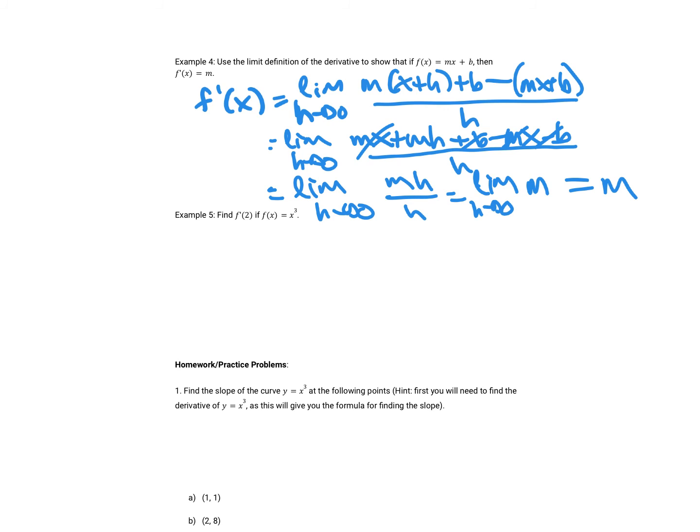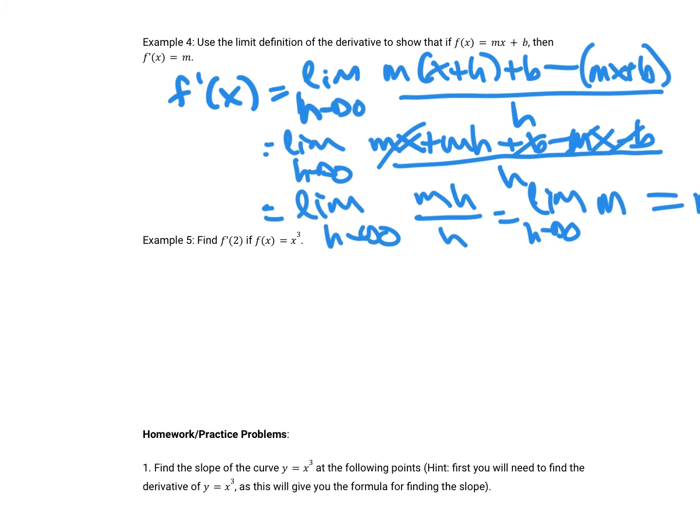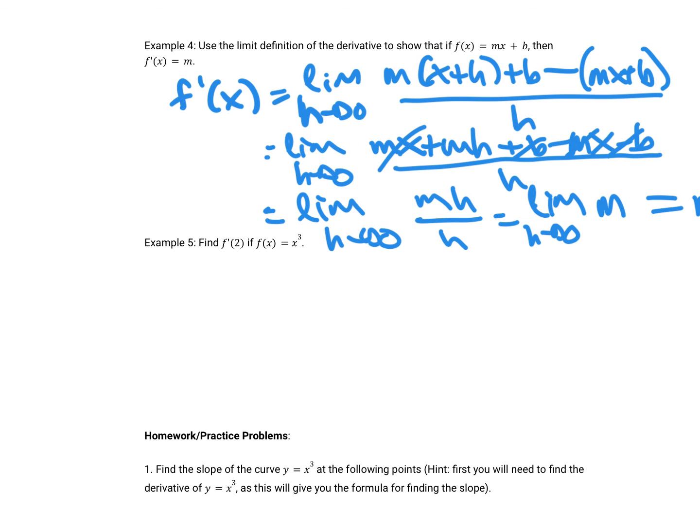Okay, so let's do one last one. We're going to find f prime of 2, so the derivative of f of x at x equals 2 when f of x is x cubed. All right, so let me expand this a little bit. So f prime of 2, so instead of doing x plus h, I'm going to do 2 plus h, because I know that x is 2. So it's going to be the limit as h goes to 0 of (2 plus h) cubed minus f of 2. So f of 2 is going to be 8, all over h.